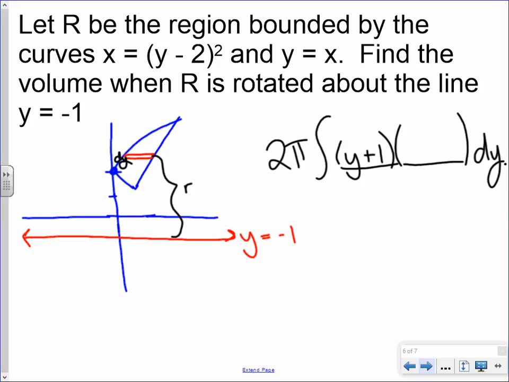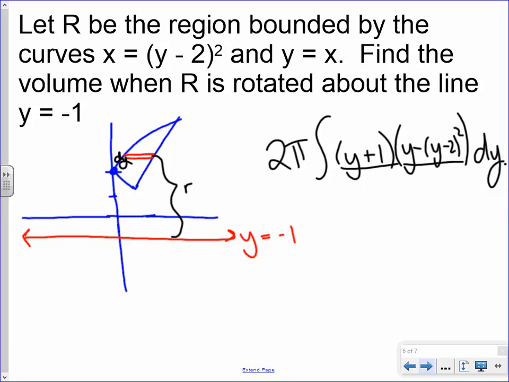The height of each of these shells we can describe as what, Joe Manor? Y minus 2 squared. Minus x. Or minus y. What do you think? Oh, right. Okay, so y minus 2 squared. Like this? Okay, good. We always need to think of top minus bottom, right minus left. So we have right minus left.